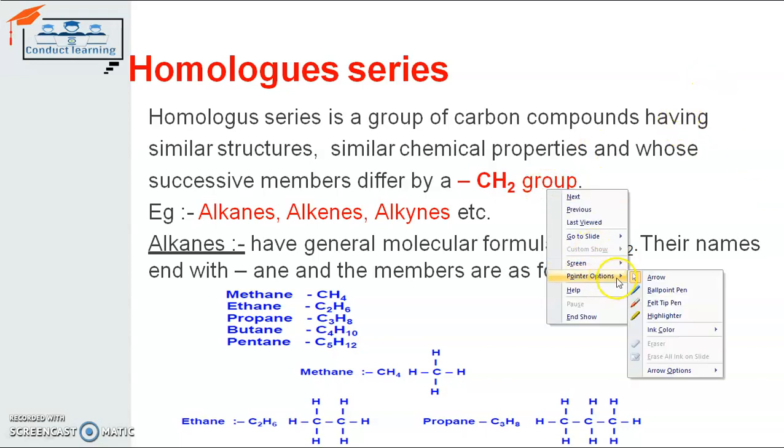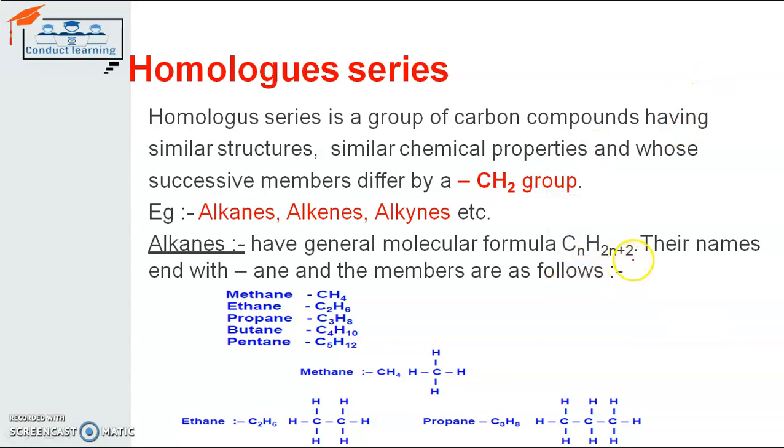The formula is CnH2n+2. So the number of hydrogen atoms depends upon the number of carbon atoms, which defines how many atoms there are for carbon in the compound. For example, the alkanes are represented there like methane, ethane, propane, butane, pentane, hexane, heptane, etc.